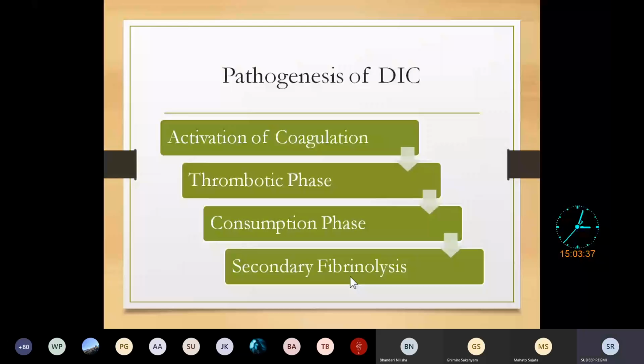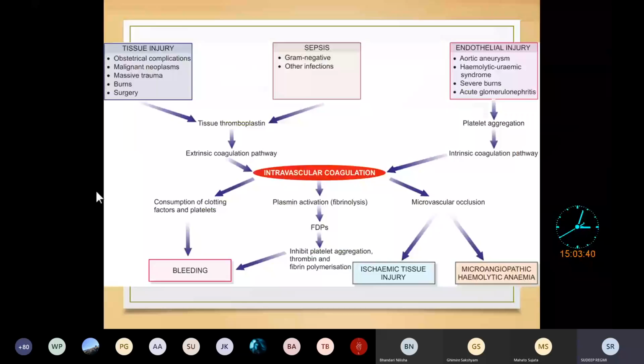So this is the same thing again. You can see it yourself, which we have already discussed. Tissue injury by either malignant neoplasm, massive trauma, burns, surgery, or obstetrical complications, there will be release of tissue thromboplastin, or from sepsis also, by gram-negative or other infections, there will be release of the tissue thromboplastin, and there will be activation of the extrinsic coagulation pathway, and intravascular coagulation will be there, and then there will be consumption of the clotting factors and platelets leading to bleeding.